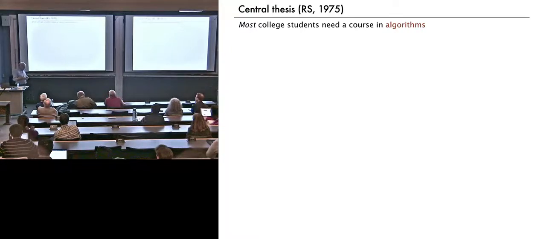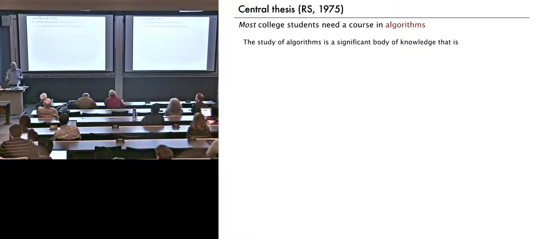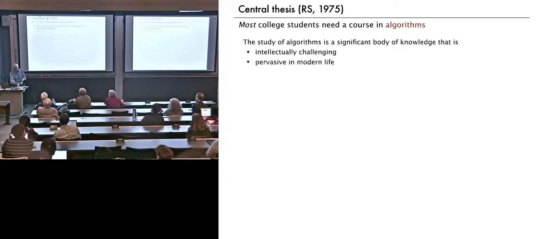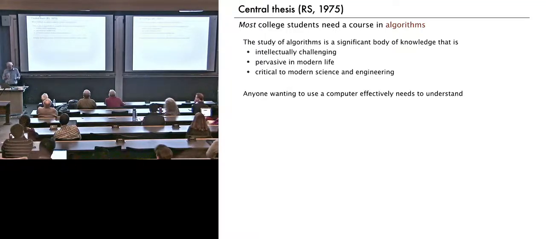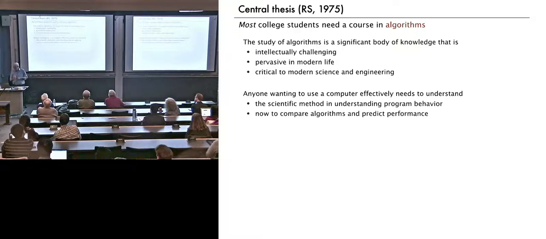And I said, well, I've been studying algorithms, and I think that people need to know about algorithms. And at that time, there was very little knowledge about algorithms among the average person. It was all holed up in proprietary software or manuals or other things. But actually, the study of algorithms is an intellectually challenging body of knowledge. It's actually pervasive. You encounter good algorithms everywhere. And if you want to be doing good science and engineering, even in 1975, you had better know something about effective and efficient algorithms.